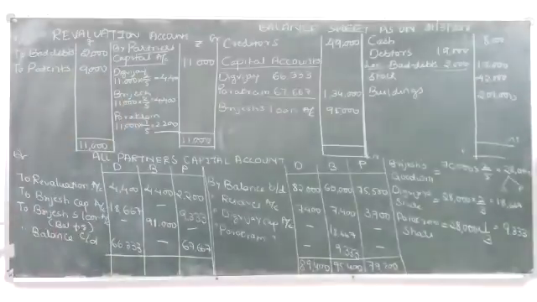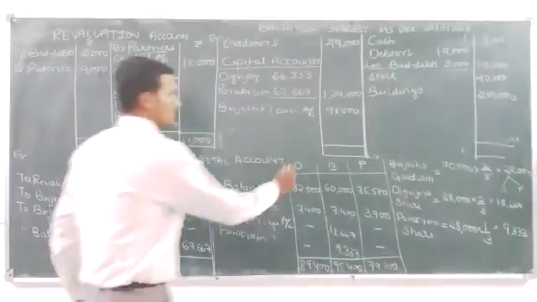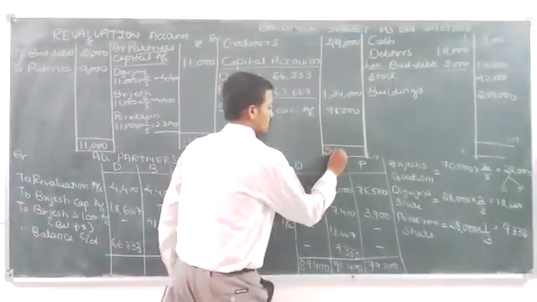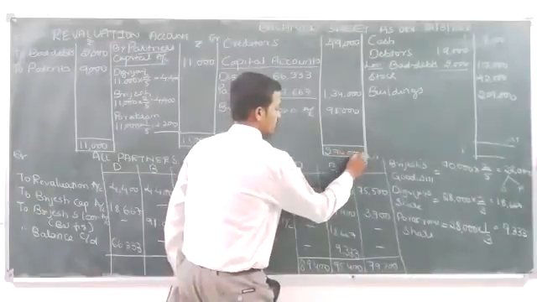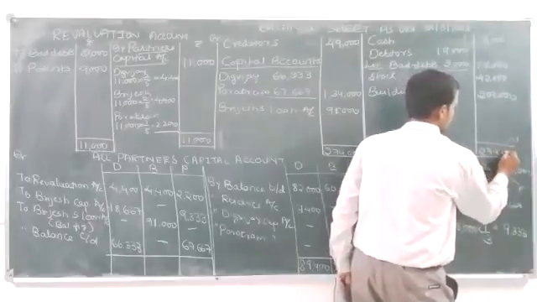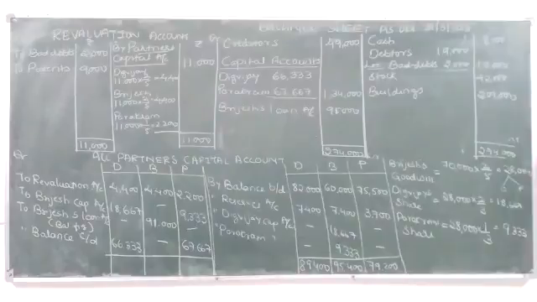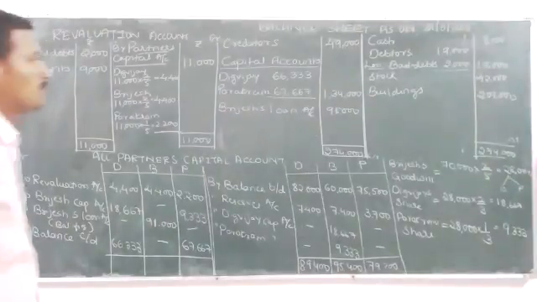Now you check the total. Both sides will be 2,74,000. So this is the solution of a 12 marks question.